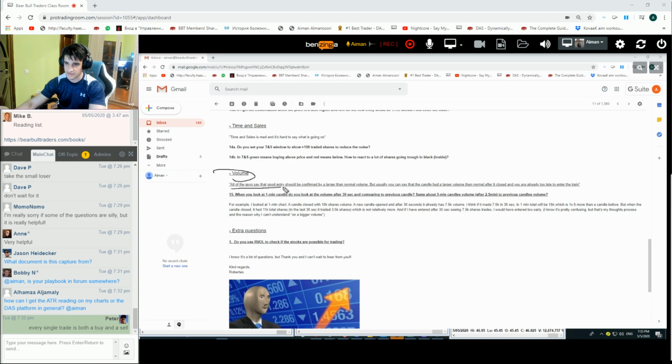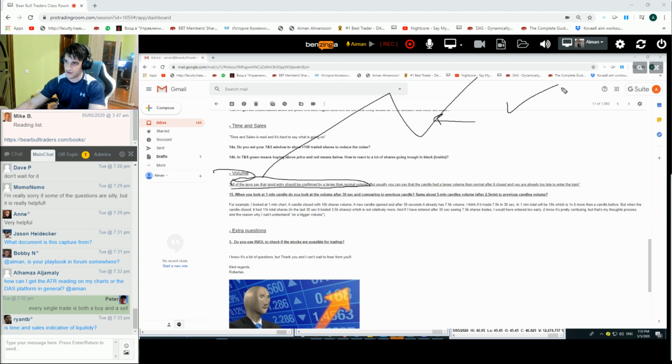Volume. All of you guys said that a good entry should be confirmed by larger than normal volume. It's an indication, it's not a must. Sometimes we're seeing a good setup, but the volume is not really there, it's not confirming it. It's still a good setup if you have other criteria ticked in. If the volume isn't there, it's okay. If you don't have a lot of criteria there and you don't have the volume, then it's a bad setup. Maybe you have the volume, but you don't have one of the other criteria. It's still a good setup.